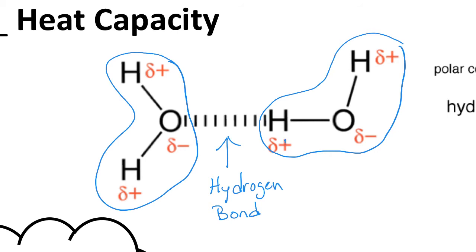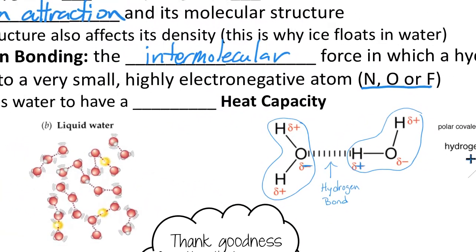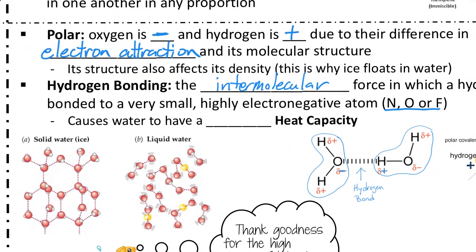Because the hydrogen side has a slightly positive charge and the oxygen side has a slightly negative charge, those are going to be attracted to each other, and that's what's going to form this attraction. Think of it as two magnets that are going to kind of lock onto each water molecule. So that's a hydrogen bond. Other properties of water: this causes it to have a high heat capacity. Water changes temperature very slowly.